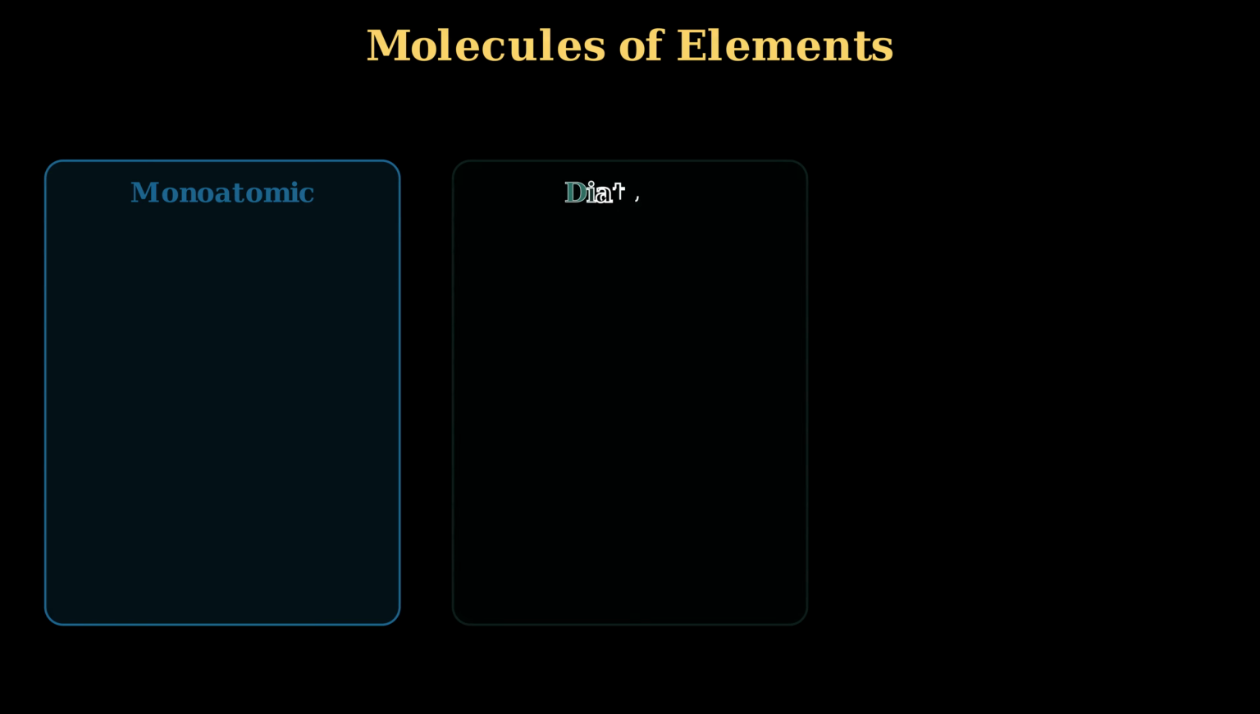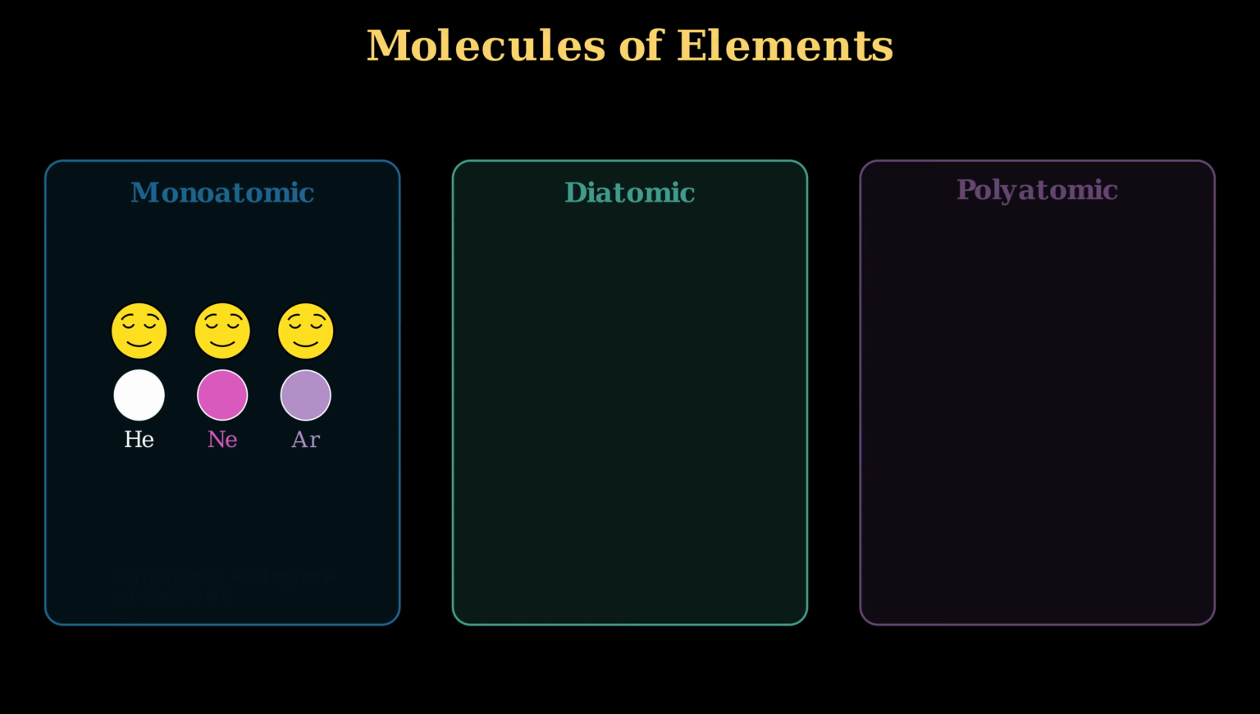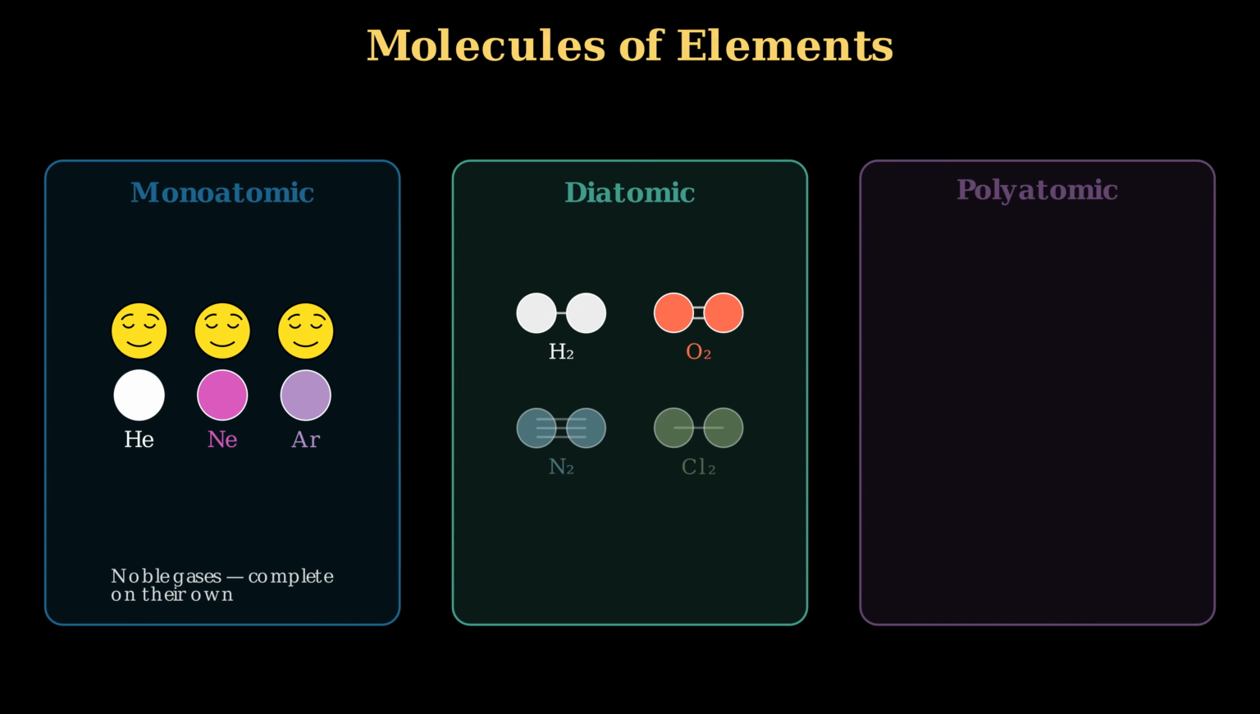Molecules of elements: molecules made from only one type of element can be grouped into three categories based on how many atoms they contain. Monoatomic molecules have just one atom. These are the noble gases: helium, neon, argon. They're so stable they never need to bond with anything. Diatomic molecules have exactly two atoms of the same element bonded together. The most important ones are hydrogen, oxygen, nitrogen, and chlorine, all gases at room temperature.